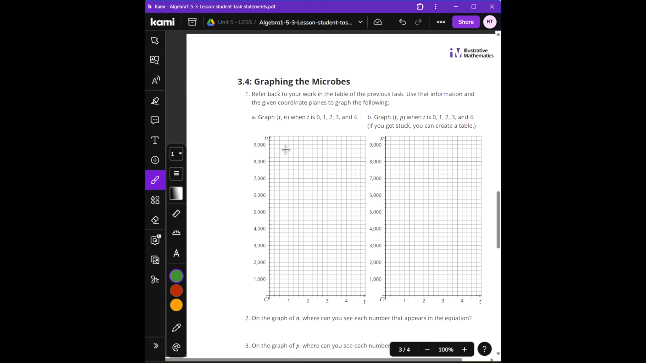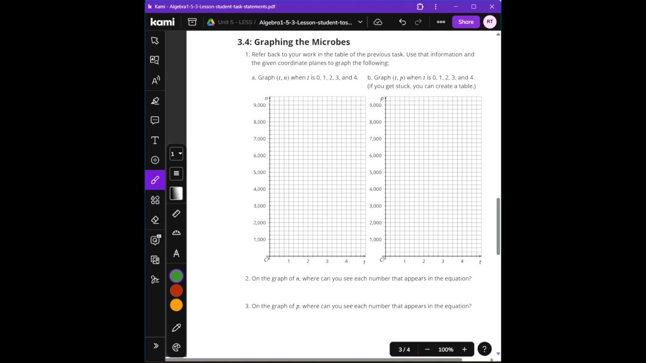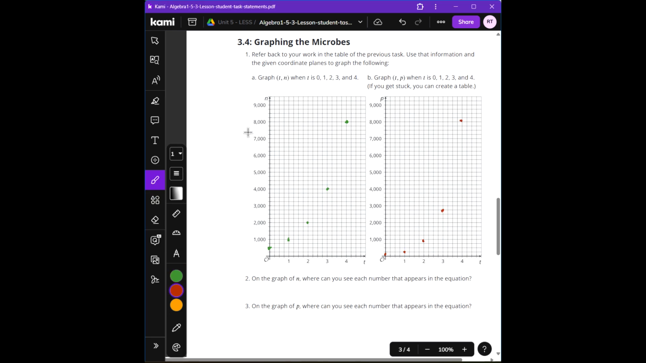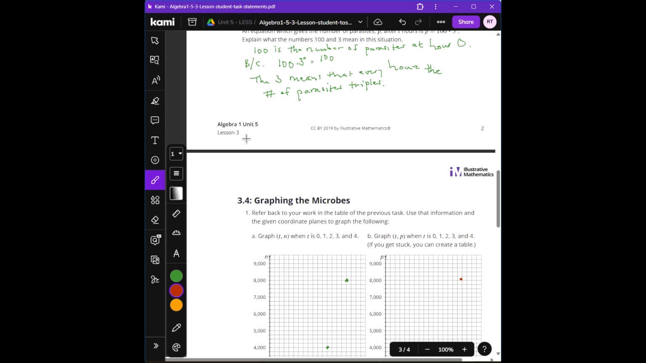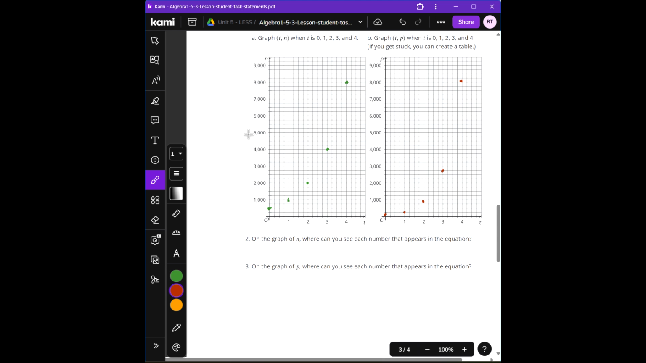Graphing the microbes. Refer back to your work in the table of the previous task. Use that information and the given coordinate planes to graph the following. Okay, so graph t to the n when t equals these. Okay, and then for b, graph t to the p when t is equal to these. Okay, if you get stuck, you can create a table. You could also maybe try using graphing technology. Okay, so I basically took the information from above and plotted it on the graphs.